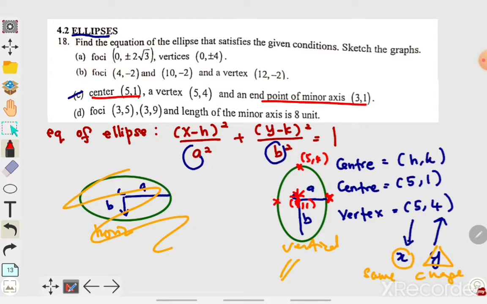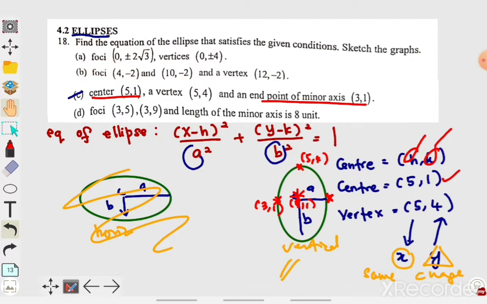So there must be another side. The minor axis has two vertices and the major axis also has two vertices. So we know one endpoint is (3, 1). By referring to this case, now you have the center (h, k) settled. Next, let's find the distance A.